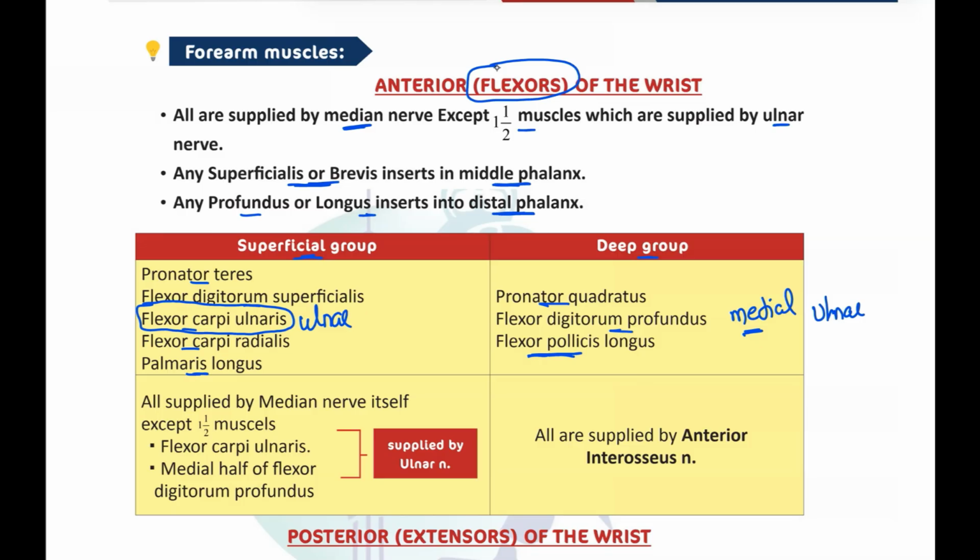Now, there is one additional thing: this deep group, apart from the medial FDP, these 2.5 muscles are supplied by the anterior interosseous nerve, which is one of the complete motor branches of the median nerve. So the FCU and the medial half of FDP are supplied by the ulnar nerve.